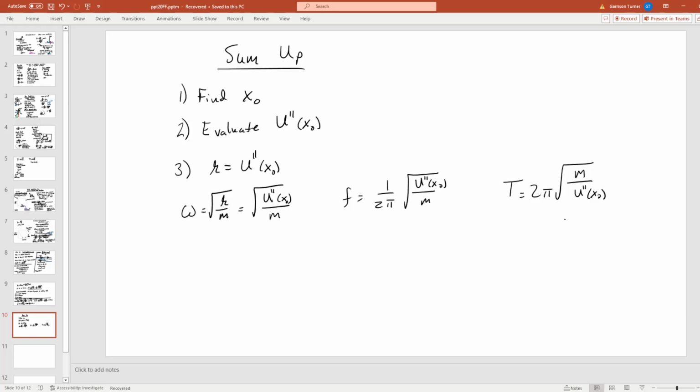Okay, so this is how you find the frequency, angular frequency, or period of oscillation for a particle that is not in a pure quadratic. If it's in a local minimum and you displace it small enough, you can find the parabola that approximates that local minimum. So that's the basic idea.